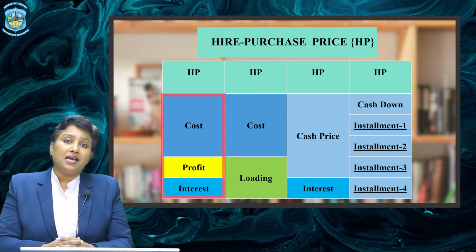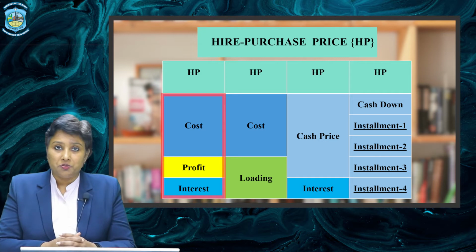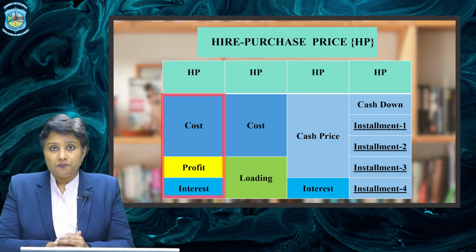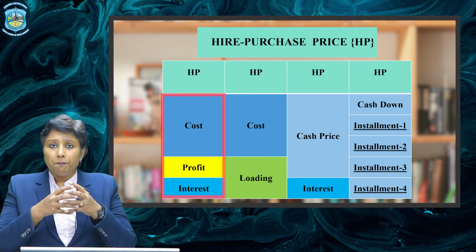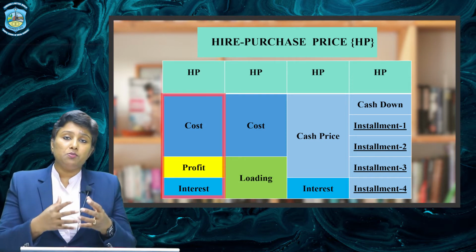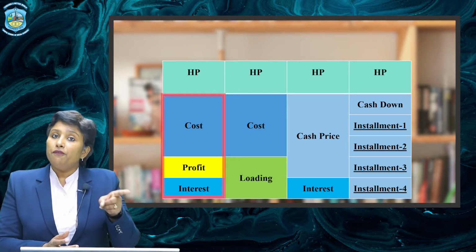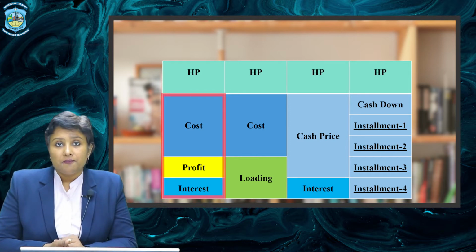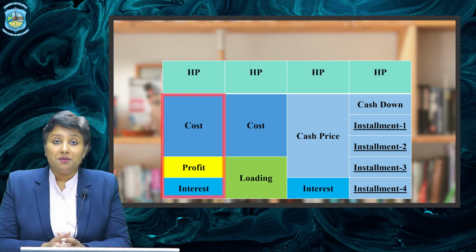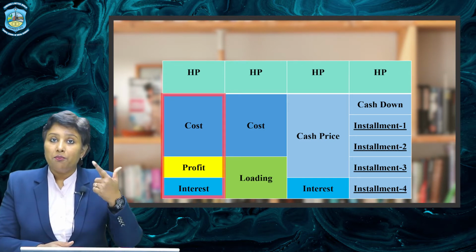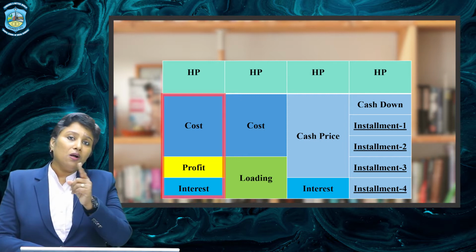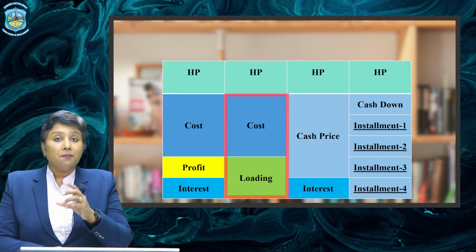The other way of understanding the whole amount of hire purchase price is that it constitutes the cost price of the goods. That is the price of purchase by the vendor, or whatever amount he has invested maybe to manufacture the particular product, the profit added to the cost, and also the interest charged for giving it on credit basis. So, together the cost, profit and interest make the hire purchase price. It can also be termed as cost plus loading.